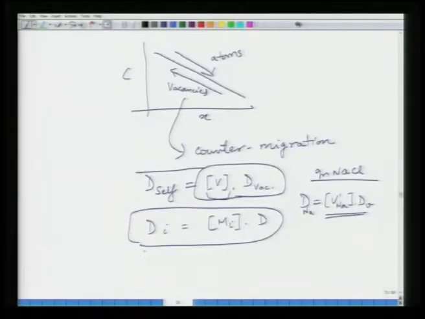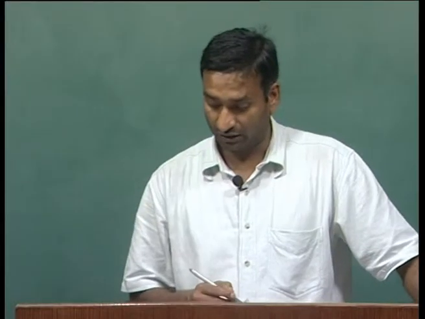We also saw that since there is a counter movement of vacancies and atoms, the self diffusion coefficient or the interstitial diffusion coefficient can be related to the concentration of vacancies or interstitials. For example, in NaCl, sodium diffusion would be equal to the vacancy diffusion coefficient multiplied by the concentration of sodium vacancies.